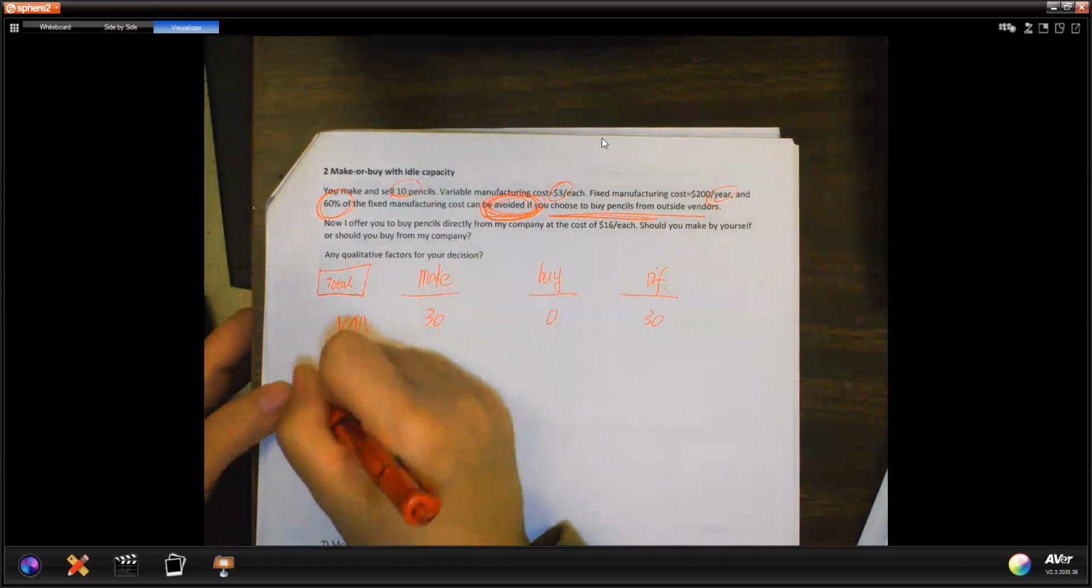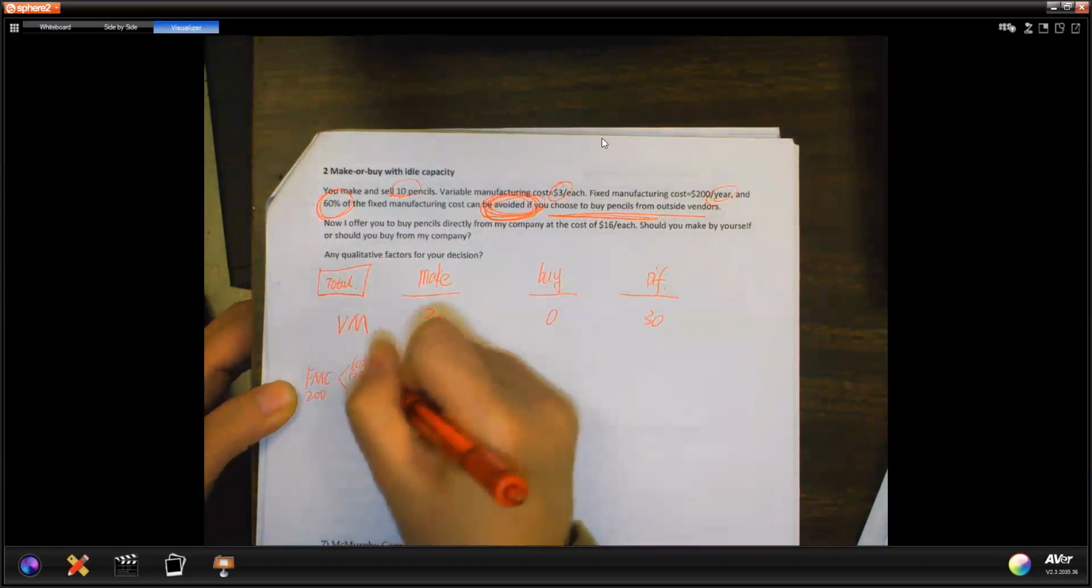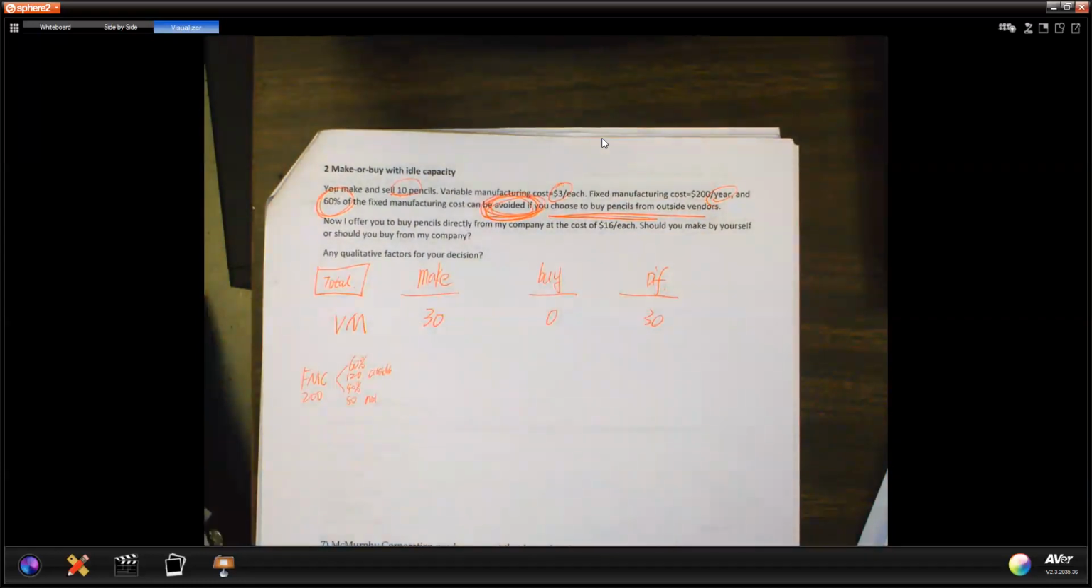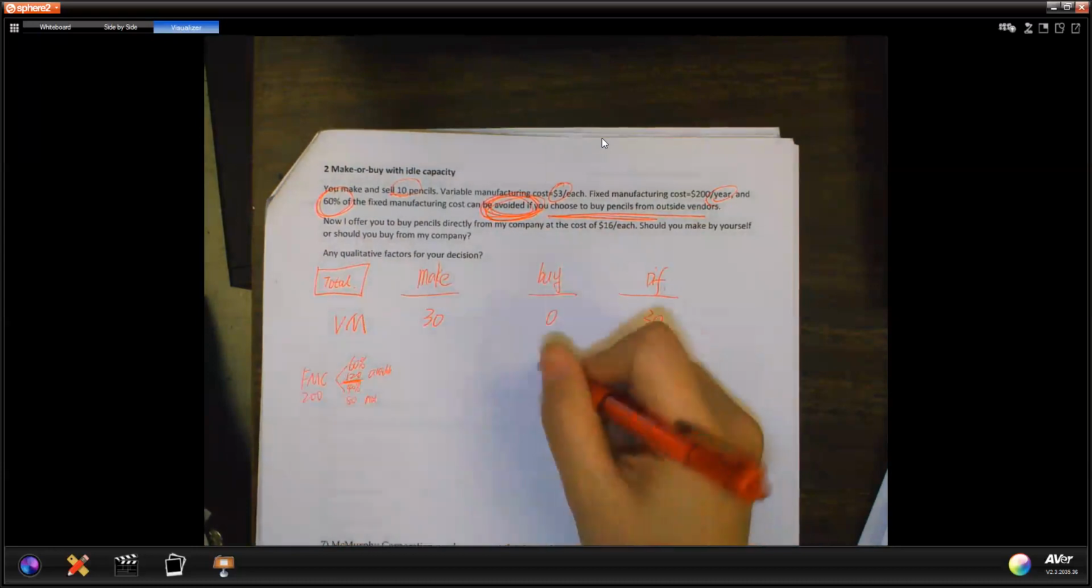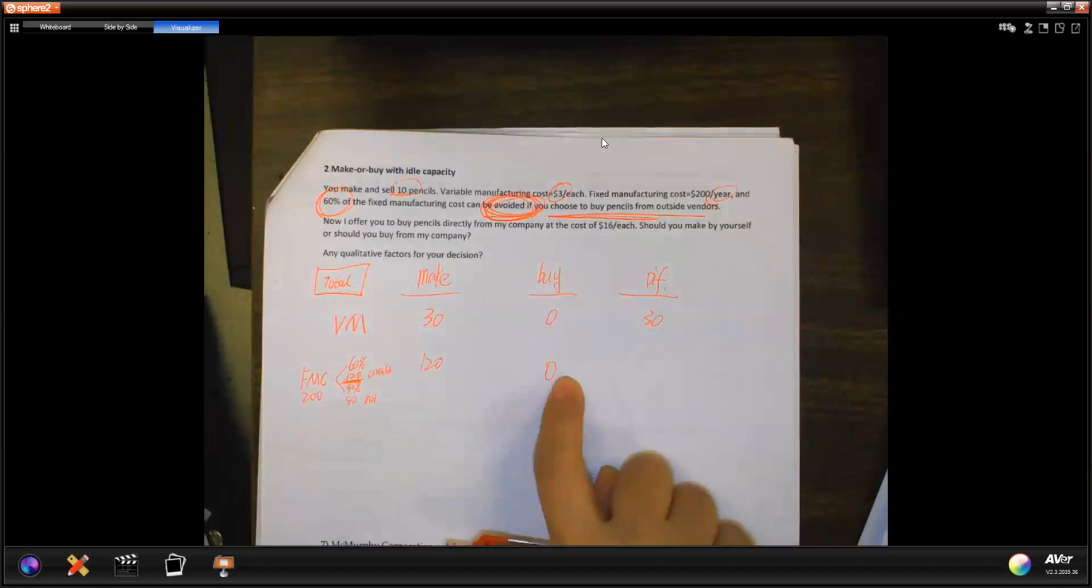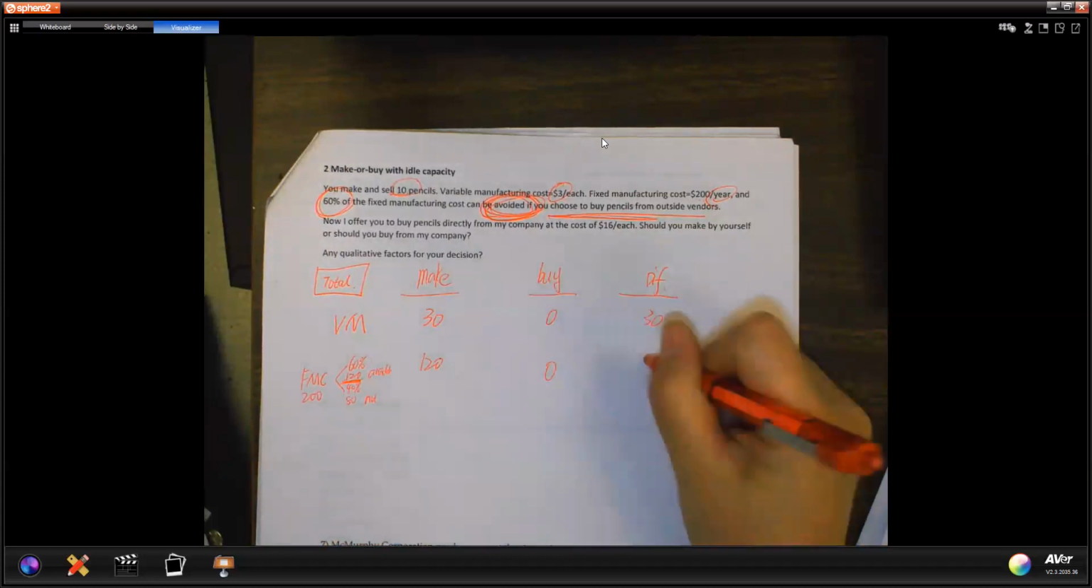And then for our fixed manufacturing cost, the total is 200. We said 60%, which is 120, will be avoided. 40%, which is 80, is not avoided. What's the meaning of not avoided? We said 60% will be avoided if you buy. If you buy, you can avoid the 120, which means you just pay 0 if you buy. But if you make, you have to pay this 120, right? It's only avoided if you buy. You make, you still have to pay 120. So the difference is 120.